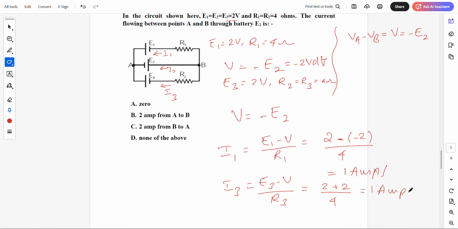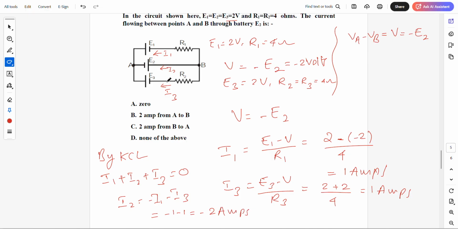Now just see here, by KCL, Kirchhoff's current law, all are coming from the same point. I1 plus I2 plus I3 is equal to 0. Therefore we have to calculate I2 here. I2 is equal to minus of I1 minus of I3, that is minus of 1 minus of 1, equal to minus of 2 amperes. Minus of 2 amperes, I am assuming from B to A, therefore current is flowing from A to B. Here I will write I2 is equal to 2 amperes.